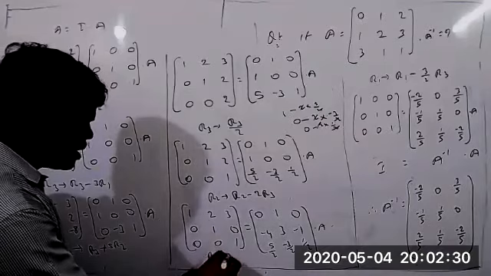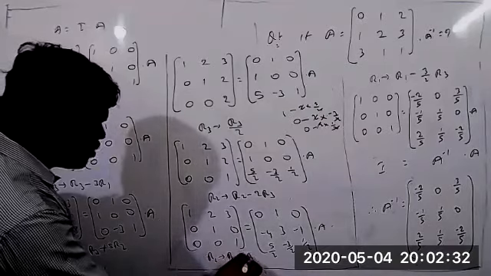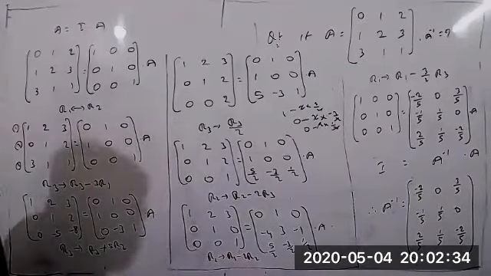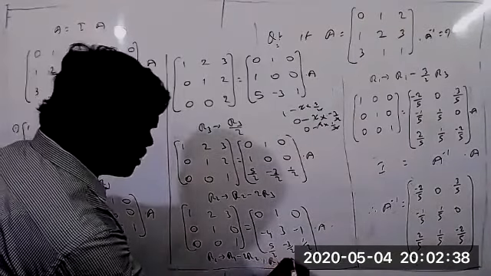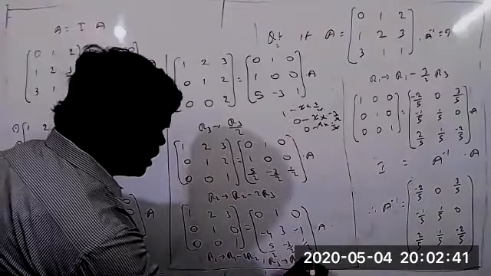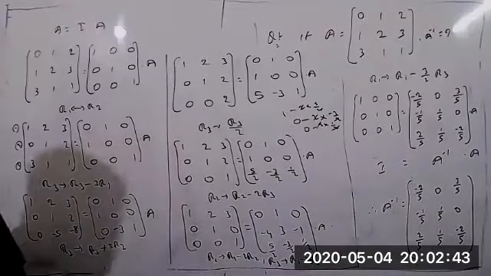So I am taking here now R1 minus 2 into R2, we will get 0. Next again R3 such that R1 minus 3 into R3. Correct or not?